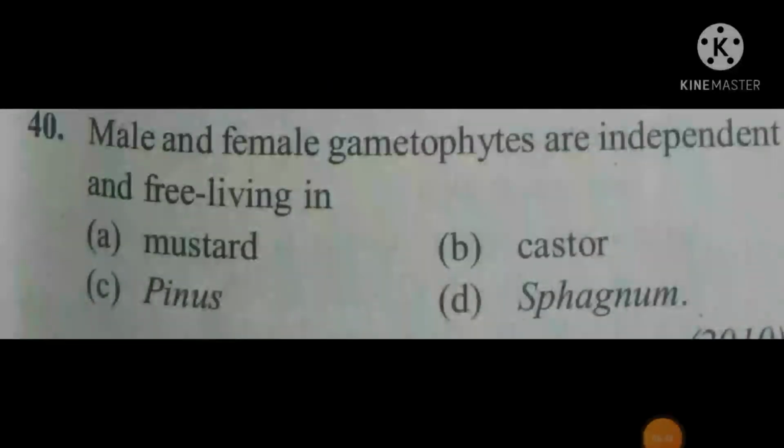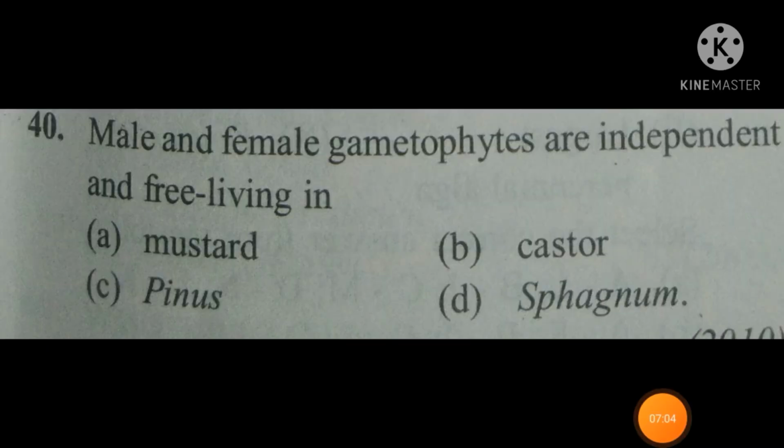Next question. Male and female gametophytes are independent and free living in A. Mustard, B. Castor, C. Pinus, D. Sphagnum. So the correct answer for this is D. Sphagnum.